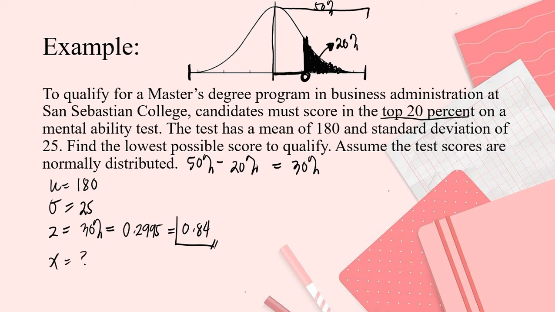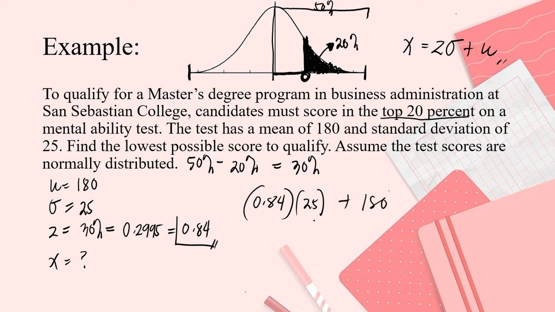So, solve na natin si X. Again, ano ang formula ni X? Ang formula ni X, that is X is equal to Z SD plus mean. So, substitute. Ang Z natin ay 0.84 times ang SD natin ay 25, add mo sa mean na 180. So, 0.84 times 25, that is 21, eksakto. Plus 180, we have 201. And 201 will be the final answer.